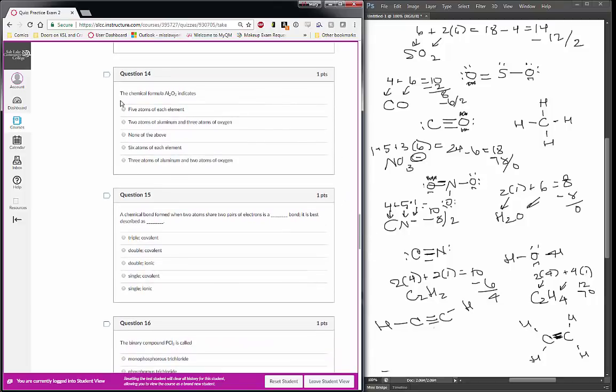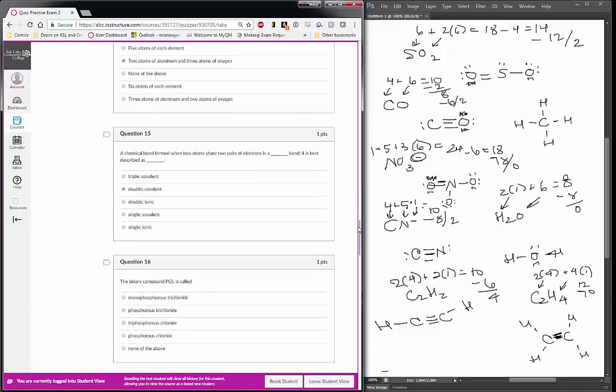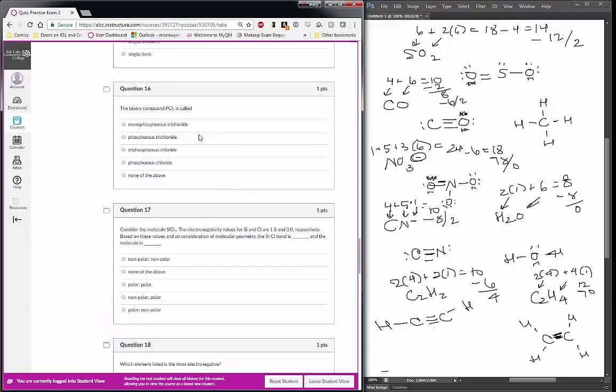All right, question 14. What does the chemical formula Al2O3 indicate? And that means we've got 2 atoms of aluminum and 3 atoms of oxygen. That's what that formula indicates. And for question 15, a chemical bond formed when 2 atoms share electrons, that is a covalent bond. And if you're sharing 2 pairs, then it is a double bond. So double bond, it is described as covalent because they're being shared.